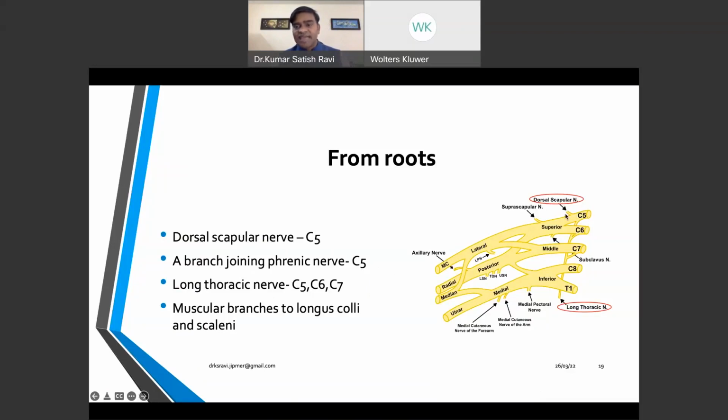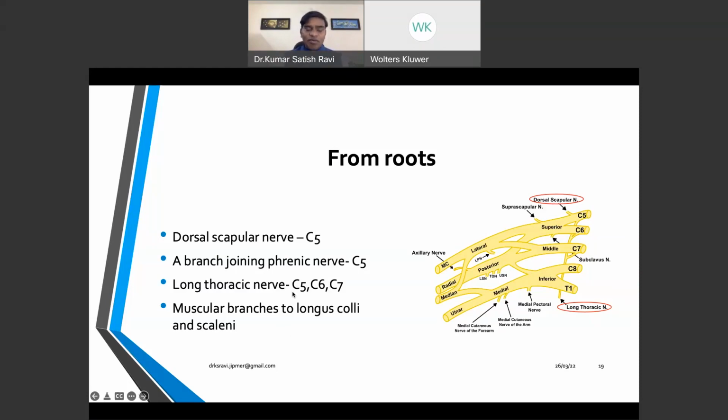Then we have the dorsal scapular nerve. Over here you can see. Then apart from that, you can see over here the long thoracic nerve, right? This is the long thoracic nerve over here. And there will be the muscular branches to the longus colli and the scalene muscle. There also the fibers will be from C5, C6 and C7.